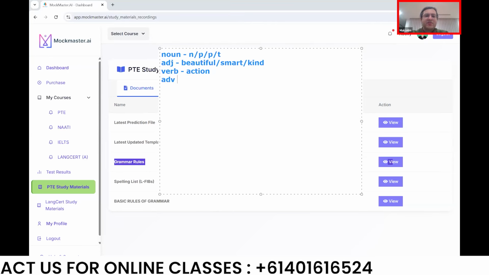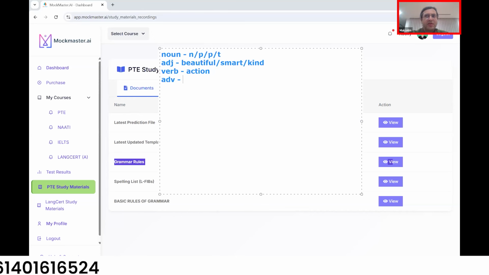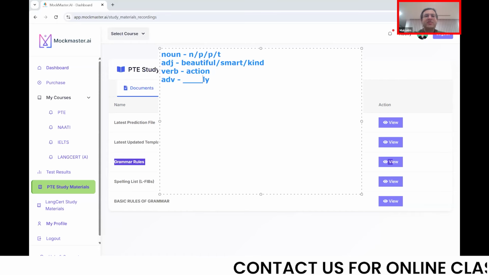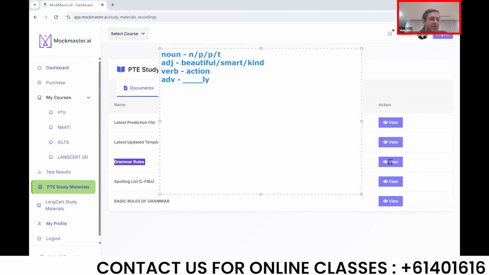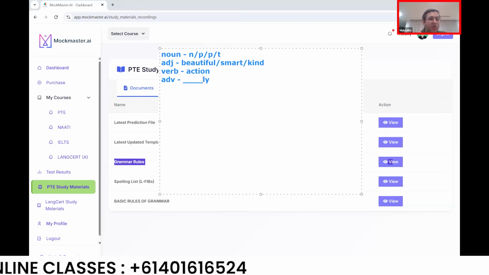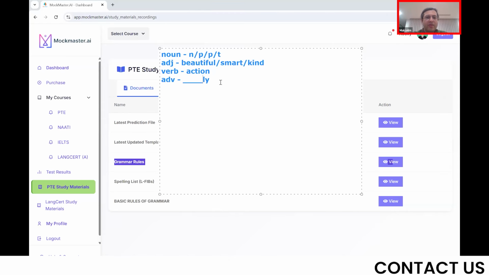Something which describes a verb is an adverb. He ran quickly. How did he run? Quickly. So many times adverbs end with the letters ly. So anything which describes a verb, when you ask the question how, you get an adverb. How did the action happen? In this way.